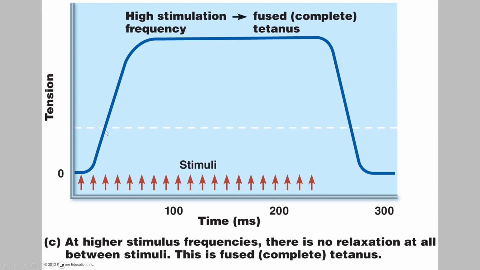We get contraction, but we do not get time to relax in between the stimuli. So maximum tension develops. It is very smooth. This is when you tighten your muscle. This is what you're seeing. This is called complete tetanus. Complete tetanus occurs when stimuli are so fast that there is no period of relaxation. We get increased tension, and the tension remains until the stimuli stop. Complete tetanus.